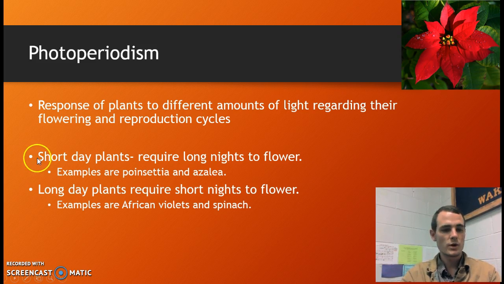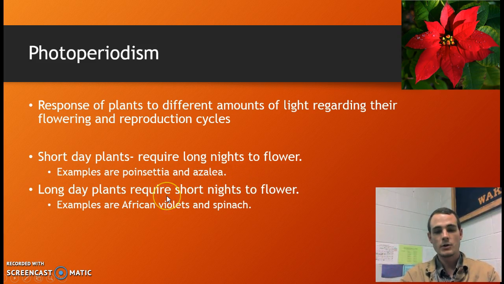For example, short day plants require long nights to flower. If you think of short day plants, these plants are going to start flowering in the early spring or in the late fall when the daylight starts getting shorter. So the days get shorter. Notice it starts getting darker around 5:30, and it gets light later in the morning. So it's darker for a long period of time. An example of a short day plant that flowers when these days get shorter would be a poinsettia and azalea.